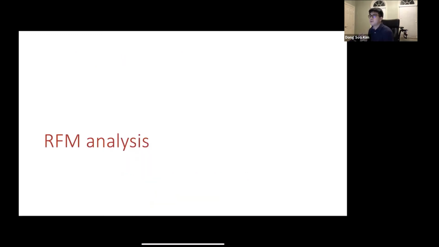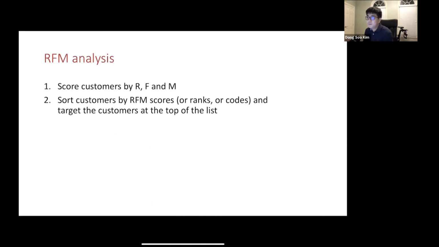Now, I'm going to explain the details of RFM analysis. RFM analysis is basically a simple procedure of the following 2 steps. First, score customers by recency, frequency, and monetary value metrics. Second, sort the customers by the RFM scores and select the customers at the top of the list as the targets of marketing activities. The optimal number of targets depends on the marketing budget and the cost to be incurred. With a large budget and a low cost, we can target more customers.